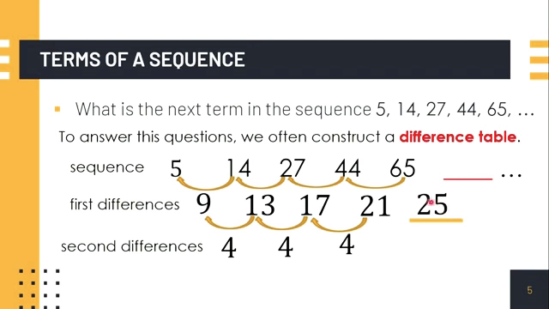How do we get the next term here? For example, how did we get the 65? Because 44 plus 21, that is 65. So, the process is the same here. 65 plus 25, that is 90. So, therefore, the next term in the given sequence 5, 14, 27, 44, 65 is 90. What method did we use here again? We use the difference table.